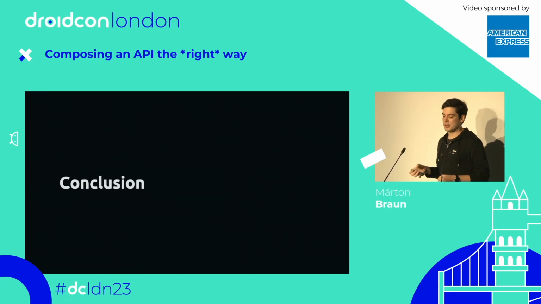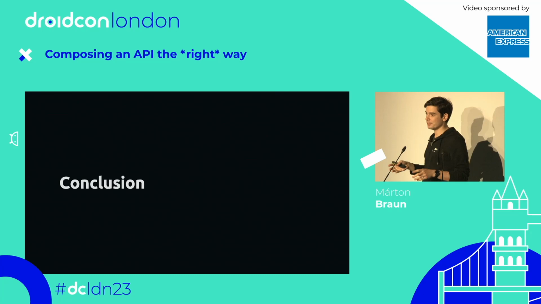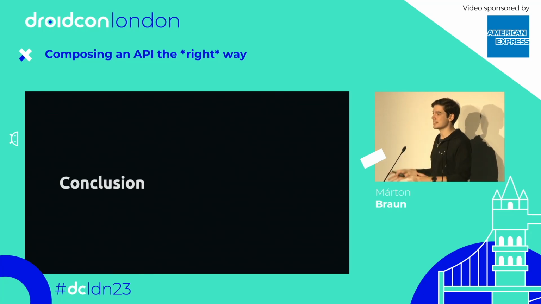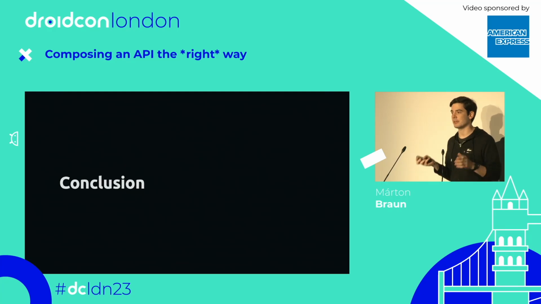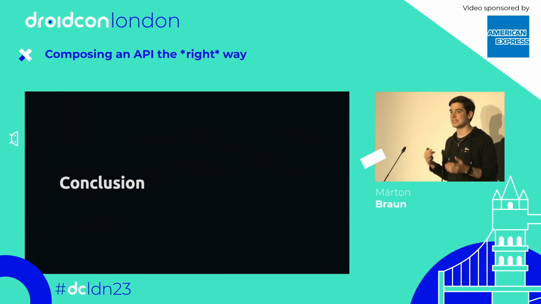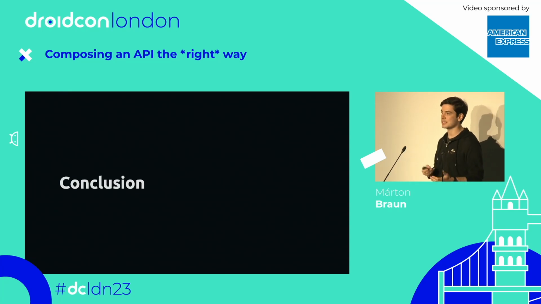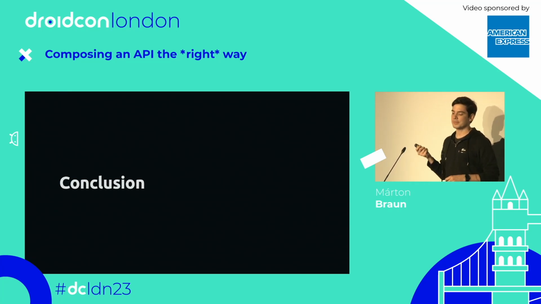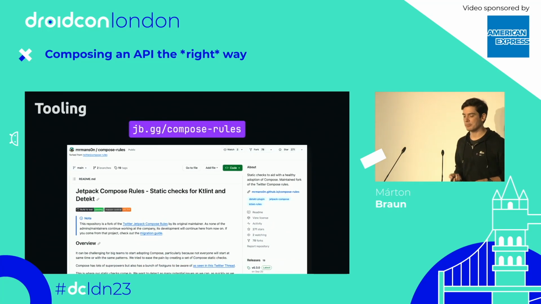OK, to wrap up, I don't expect you to remember all of these rules after having watched this talk. The idea is that these documents exist, that these ideas exist, and whenever you need to make design decisions when building your composed components, you can refer to them and see if they help pick between the different things that you came up with. And there's also actually tooling that can help you.